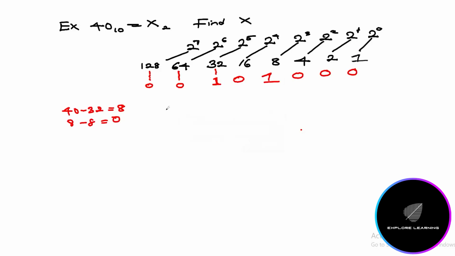We can say that 40 base 10 is equal to 0, 0, 1, 0, 1, 0, 0, 0 base 2. So this is how you can use the cheat code to convert base 10 to base 2. So in a nutshell, you can also write this way. You can eliminate the zeros before the 1. So you can write it this way: 1, 0, 1, 0, 0, 0, base 2.